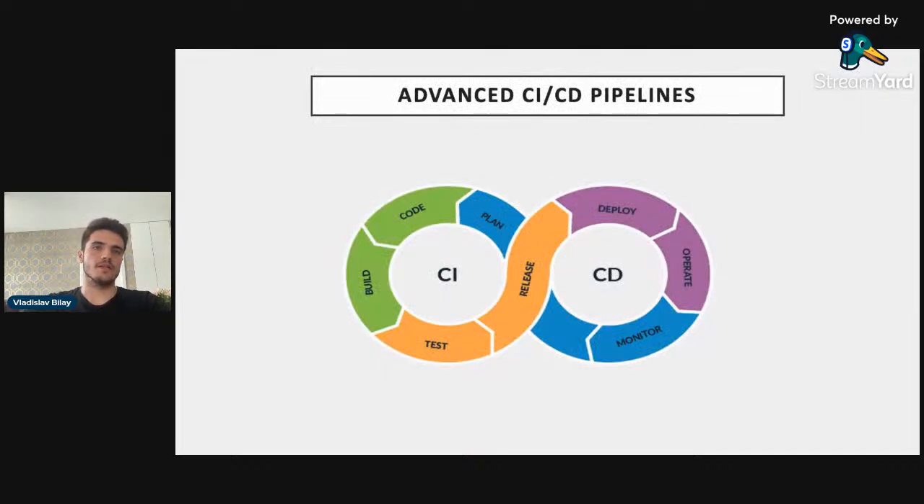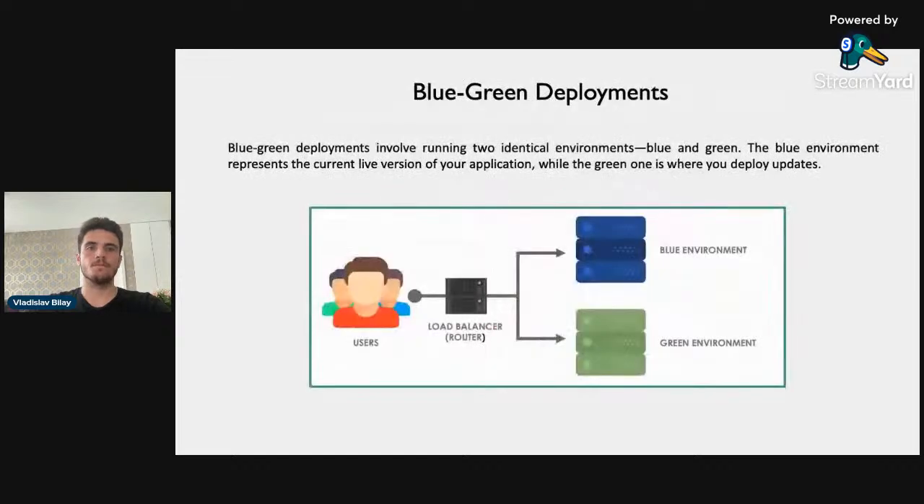As organizations aim to deliver software faster, safer, and more efficiently, they turn to advanced CI/CD strategies. Let's explore advanced CI/CD strategies with real-world examples. First is blue-green deployment. Blue-green deployments involve running two identical environments, blue and green. The blue environment represents the current live version of your application, while the green one is where you deploy updates.